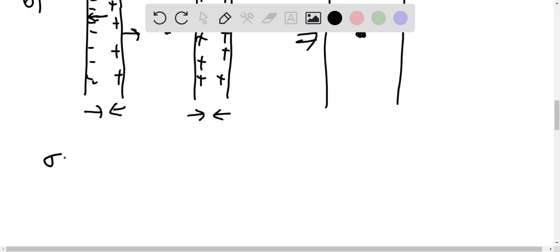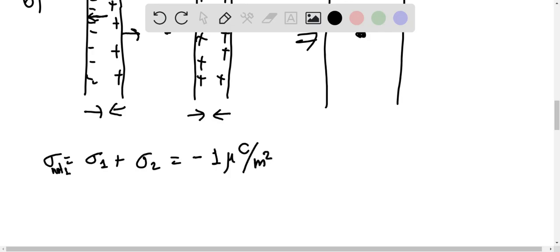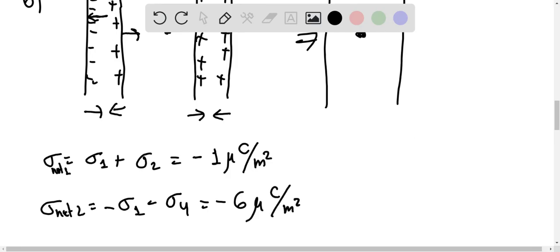And then in here we will call this net 1. So sigma net 1 is sigma 1 plus sigma 2. Knowing those values, we know that it is minus 1 microcoulomb per meter squared. And for the sigma net 2, in this case it is negative because it is pointing to the left. So we will have this, and this is equal to minus 6 microcoulombs per meter squared.